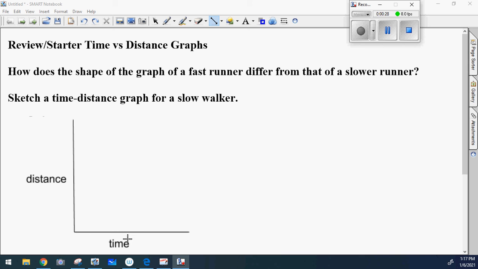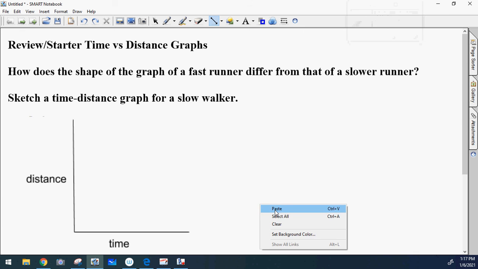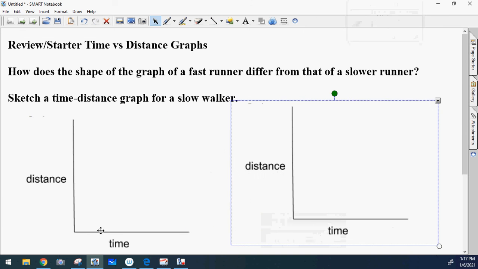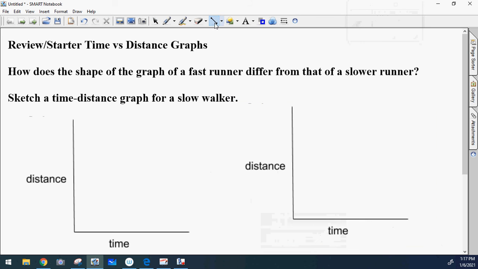Okay, so the first question that we're going to talk about is: what is the difference between the shape of the graph for a slow walker and for a fast walker? If we have two graphs, the slow walker would cover less distance in the same amount of time. So that means this measurement would be less. The slow walker might look something like that.